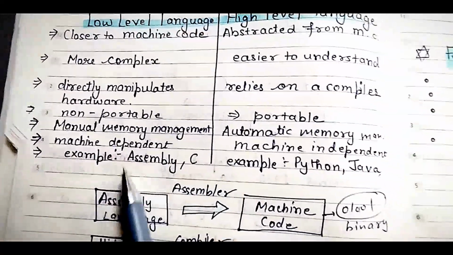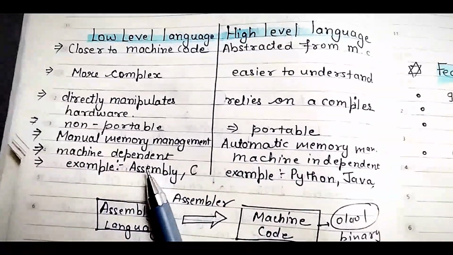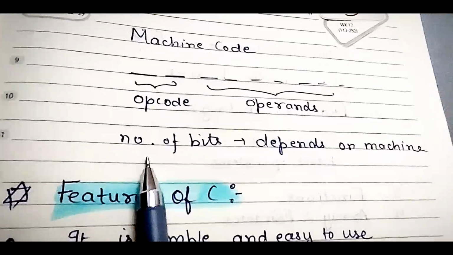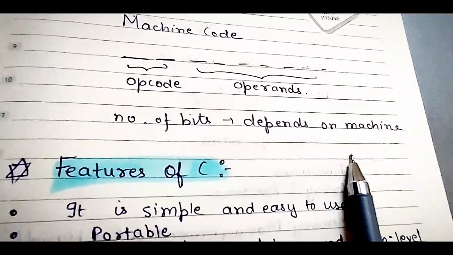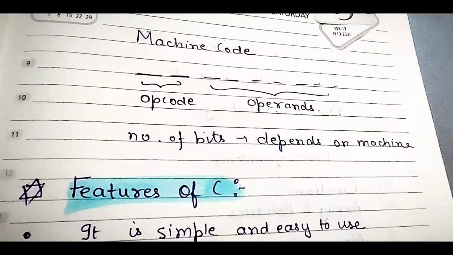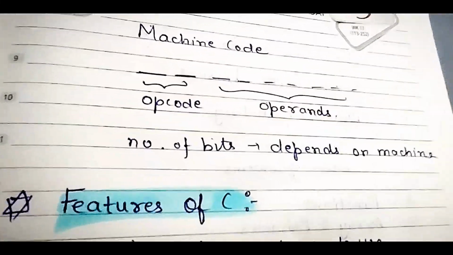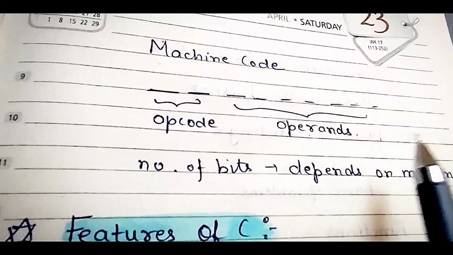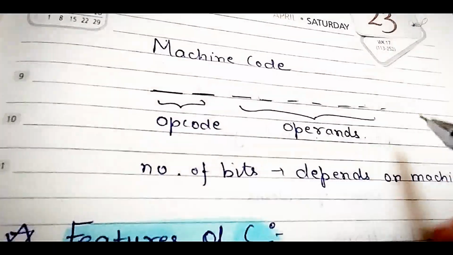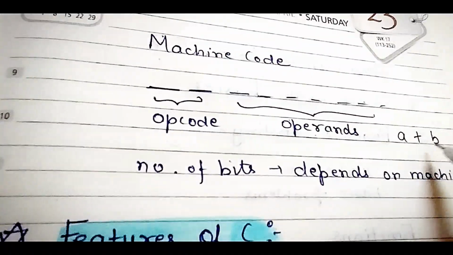The assembly language is highly machine oriented, and machine code, we write machine code according to the number of bits which is dependent on the machine. We are using which processor and how many bits it requires. So in machine code, like we want to write a plus b. In a plus b we will write the opcode.